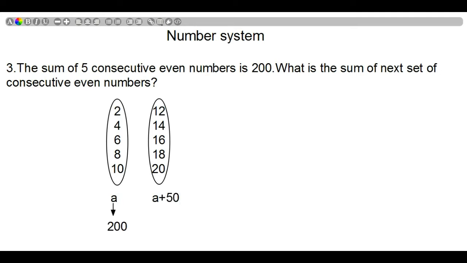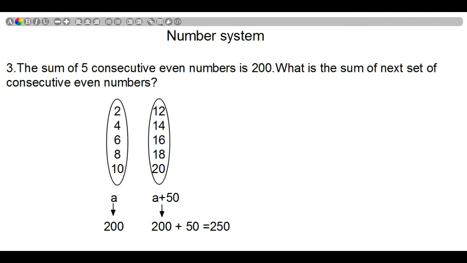it is obvious that the sum of the next set of consecutive even numbers should be 200 plus 50. Why? Because each of these numbers will increase by 10 and the total increase will be 50. So directly we can say that the answer should be 200 plus 50, that is equal to 250. Not only in case of even numbers, but also in case of odd numbers, the same rule is applicable. When we take 5 consecutive odd numbers and the next 5 consecutive odd numbers, we find that the difference between each pair will be equal to 10.